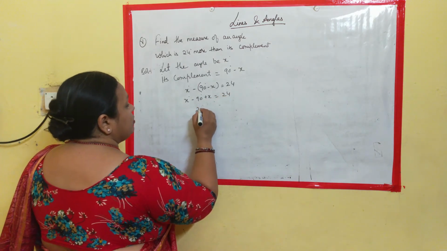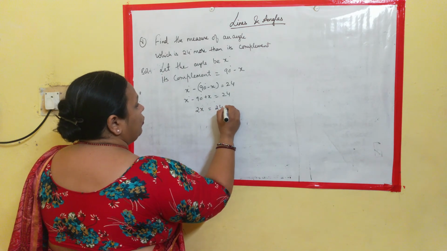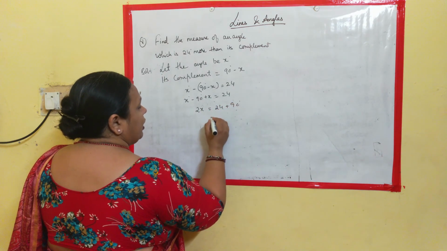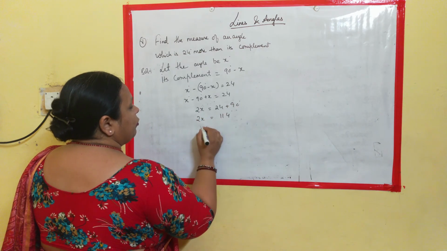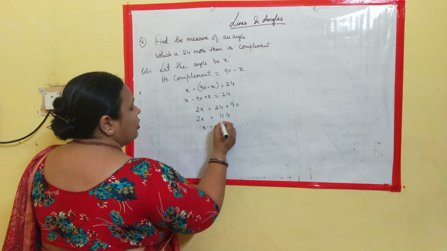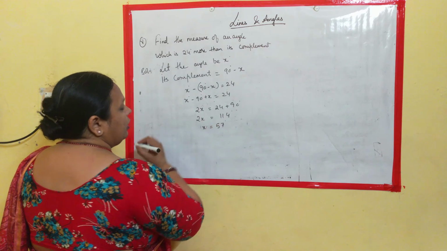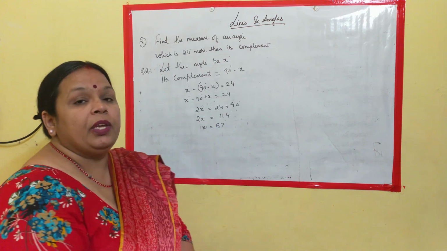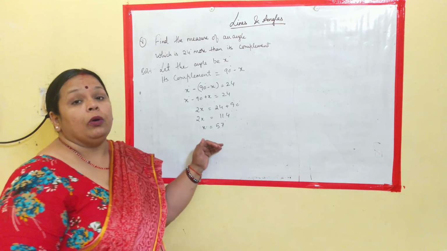Now x degree minus 90 plus x is equal to 24 degree. So this becomes 2x is 24 plus 90, which is 114. x is equal to 57, since 2 5s are 10 and 2 7s are 14. So x is coming as 57 degree. Clear?